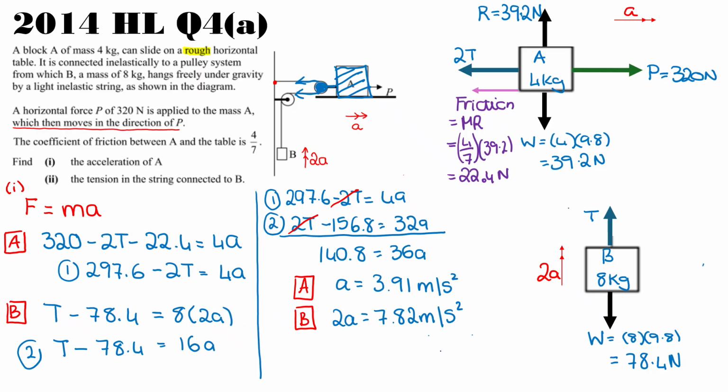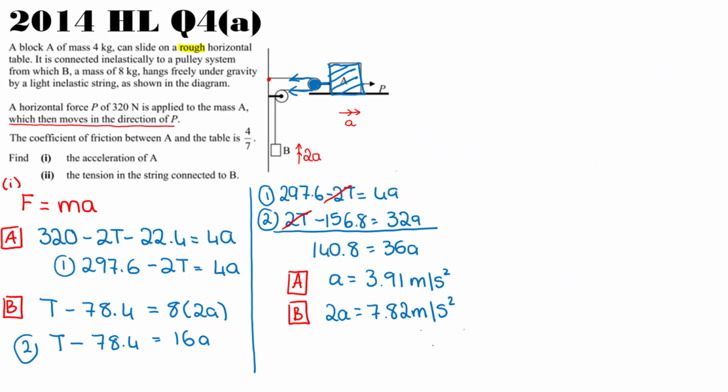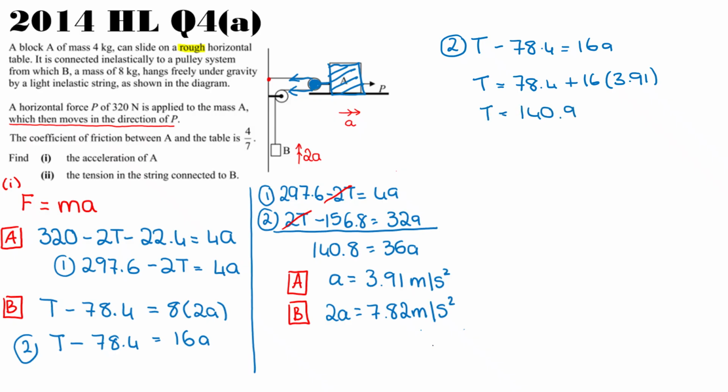For part 2, for the tension, we're going to need to sub back in our value of a into one of our equations. So I'm going to go back to equation 2. T minus 78.4 equals 16a. So T is going to be 78.4 plus 16 times 3.91. And that works out as a tension of 140.96 newtons. So a nice straightforward question in terms of the calculation. The trickiness was the scenario that we were faced with at the start of the question.